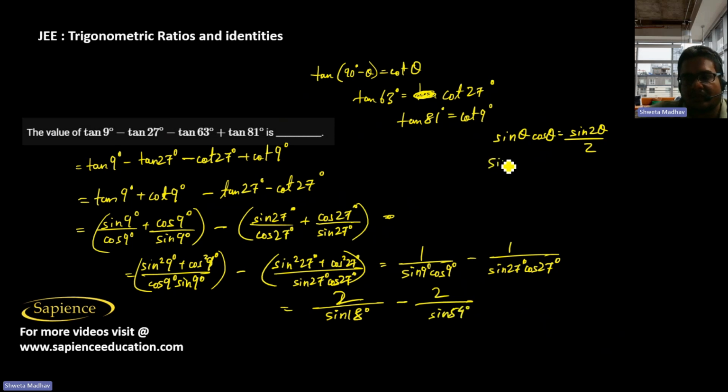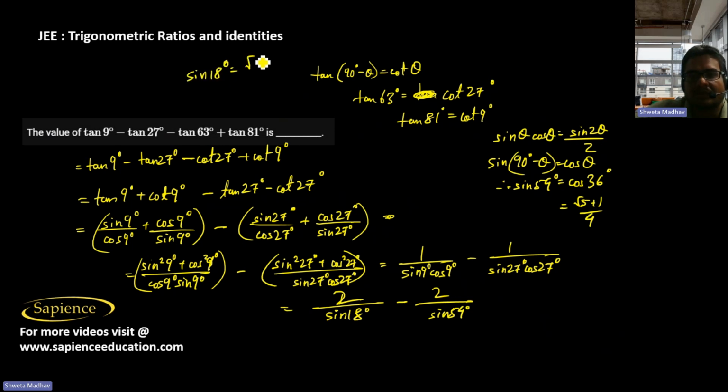Now also sine of 90 degree minus theta is equal to cos theta. So therefore sine 54 degree can be written as cos 36 degree. Now cos 36, as you know, is root 5 plus 1 by 4, and sine 18 degree, we know, is root 5 minus 1 by 4. So this can be written as 8 by root 5 minus 1 minus 8 by root 5 plus 1.